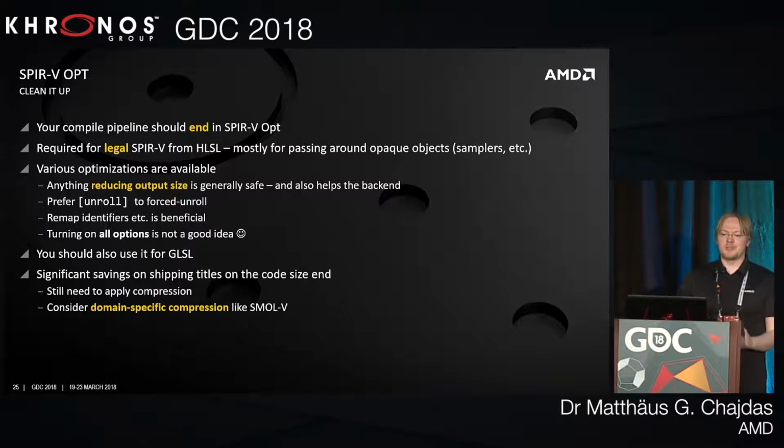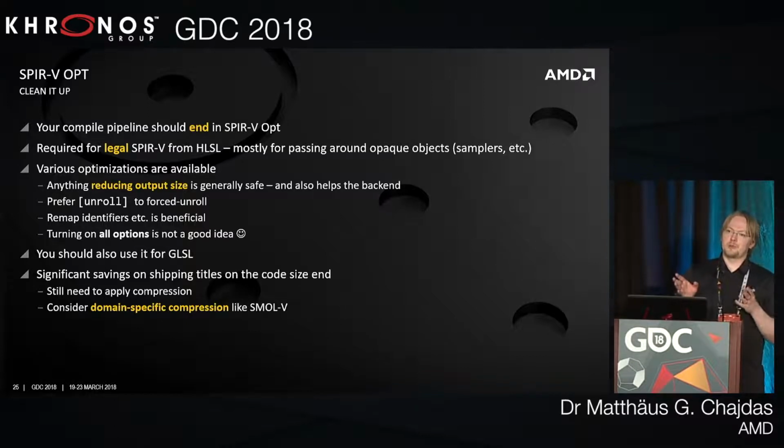The other thing you should be taking away is, if you have a compilation pipeline, it should be ending in SPIR-V-opt before you pass it into the driver. It's required to be legal SPIR-V anyway, so you have no way around it. But at the same time, it does optimizations which reduce the output size. So anything which makes your SPIR-V smaller after you have run it through the optimizer is generally a safe assumption that this will make your SPIR-V run faster.